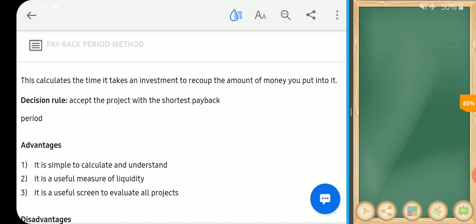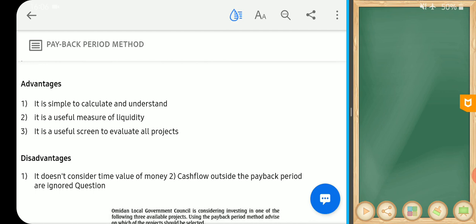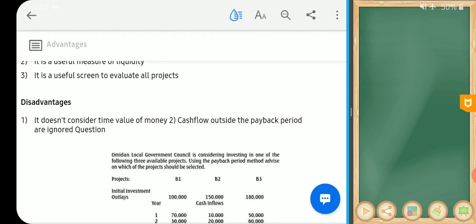So having said that, we'll move to the advantages of payback period. It is simple to calculate and understand, and it is a useful measure of liquidity. And it is a useful measure of liquidity because it ensures that the projects you are selecting provide hope for immediate cash recoupment. Because with this calculation, you are giving yourself hope that you are going to recoup your cash immediately. So it is a useful measure of what? Liquidity, and it's a useful screen to evaluate all projects.